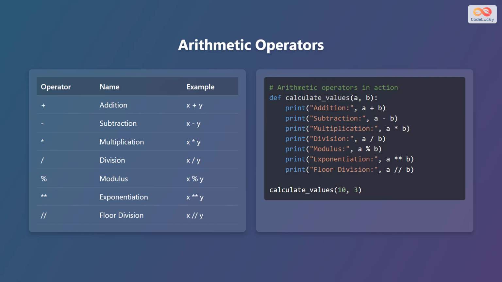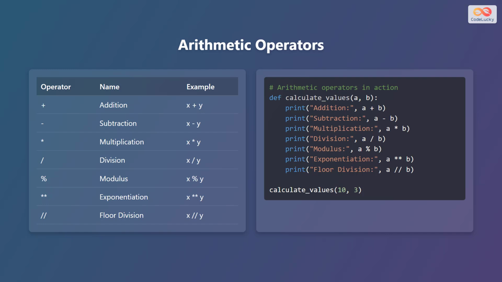The forward slash is for division, and it divides one value by another, resulting in a floating point number. The percent sign is the modulus operator, and it returns the remainder of a division. The double asterisk is for exponentiation, and it raises a number to a power. The double forward slash is for floor division, and it divides one value by another, and returns the integer part of the quotient, discarding any remainder.